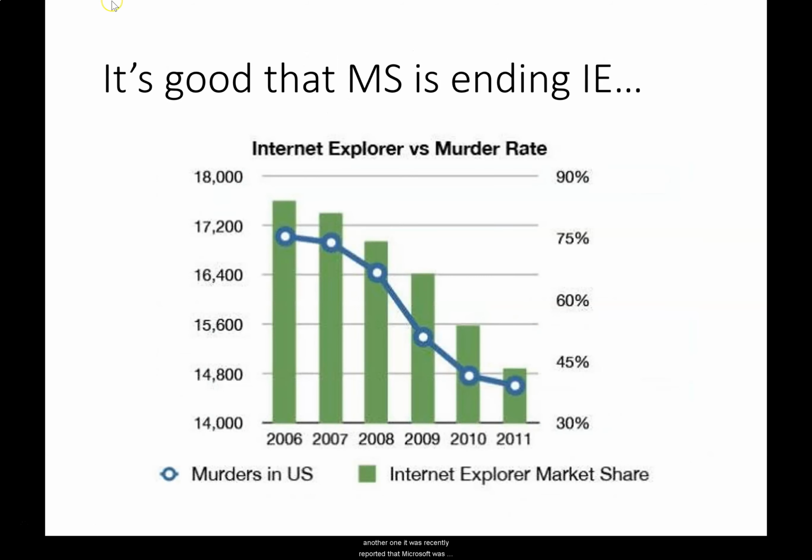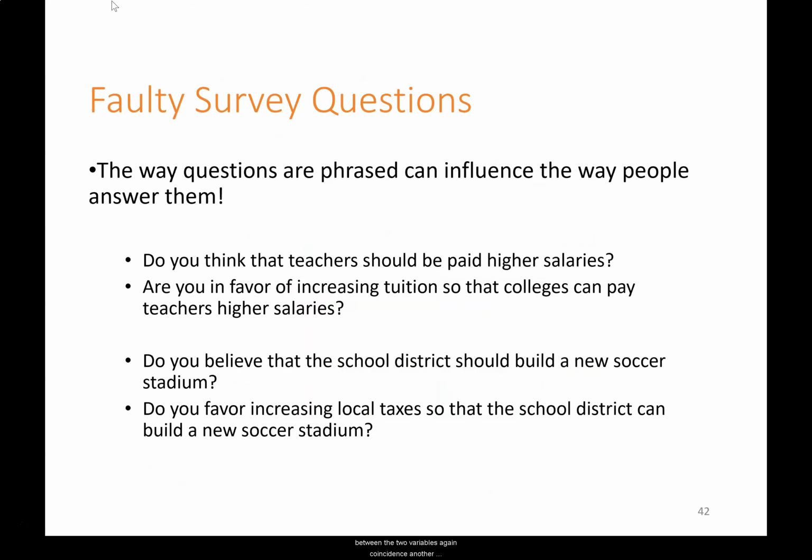And another one, it was recently reported that Microsoft was finally going to end Internet Explorer. But back in the early 2000s, we see in green bars the Internet Explorer market share, so how many people are actually using Internet Explorer, and that's being compared to the number of murders in the United States in blue. And there seems to be a pretty strong relationship between the two variables. Again, coincidence.